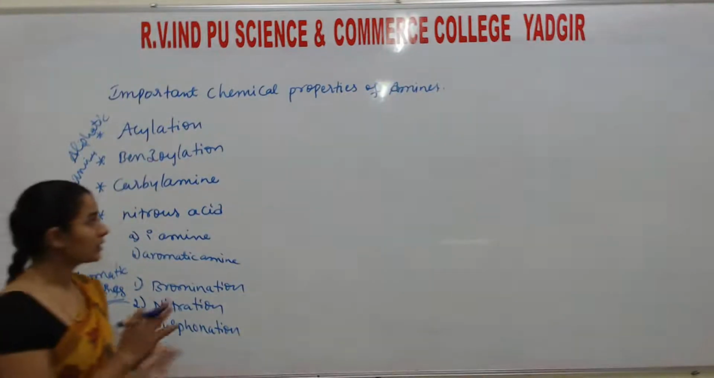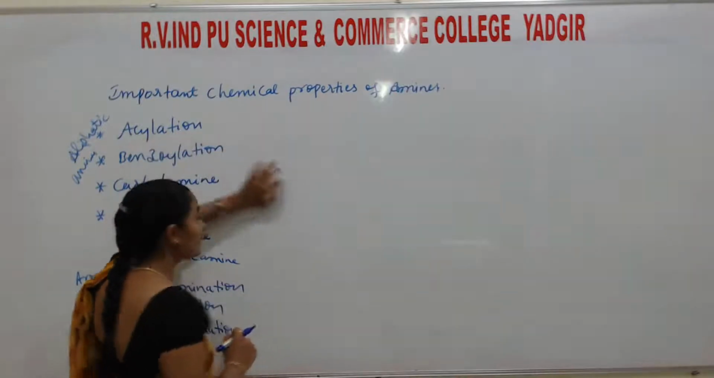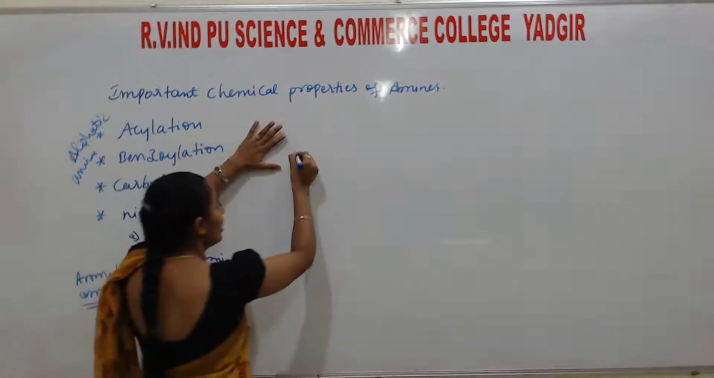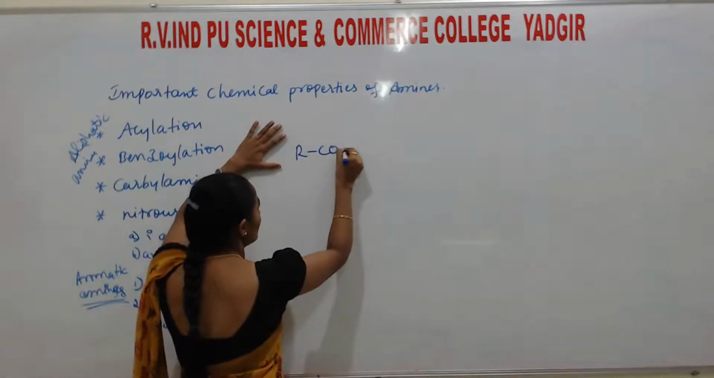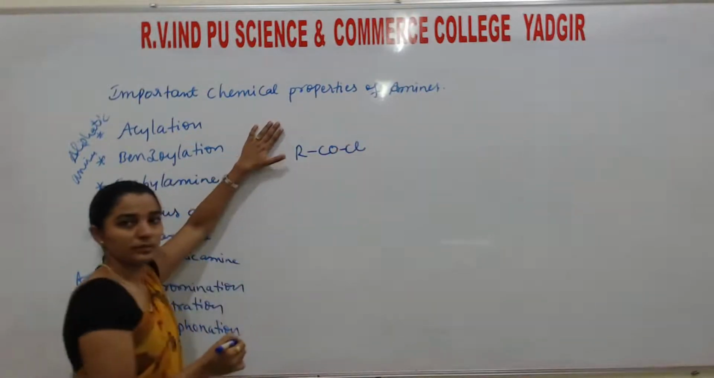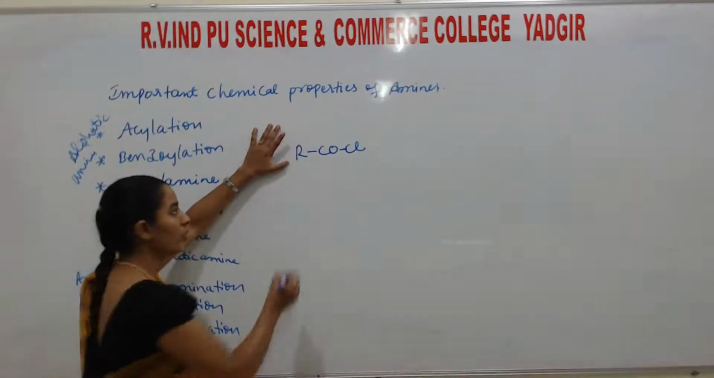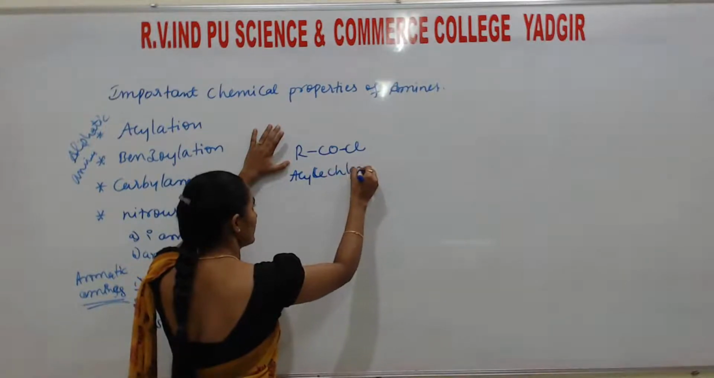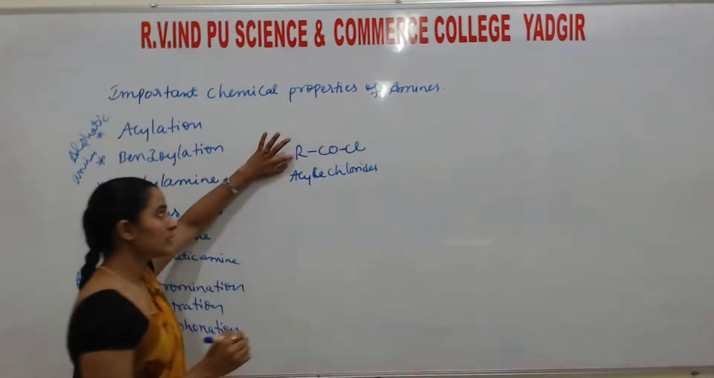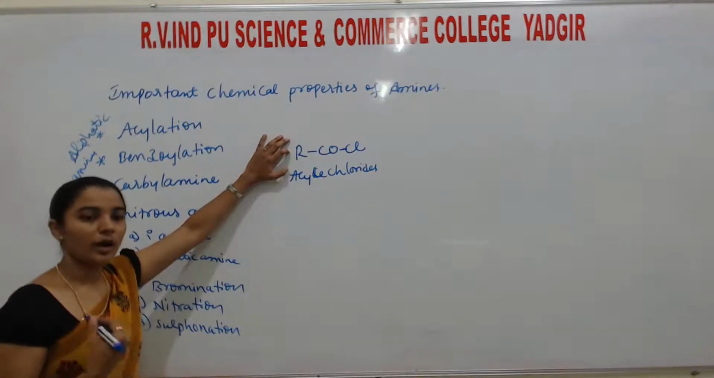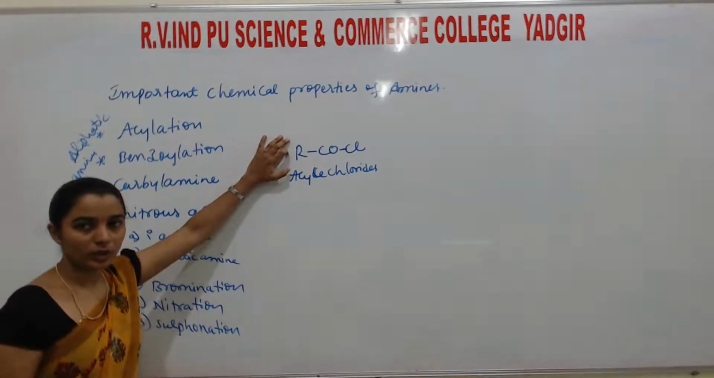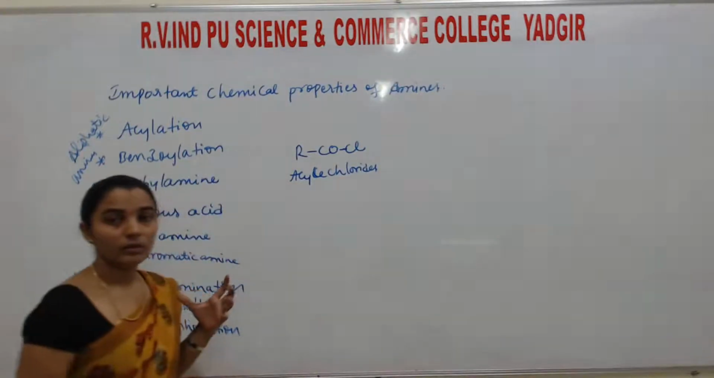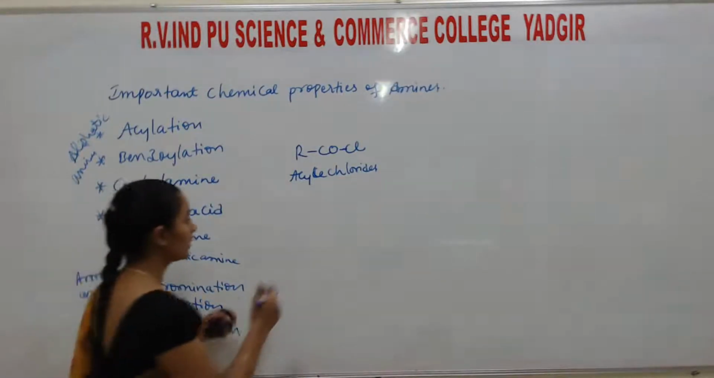So students, what is this acylation? Listen, we have to take acyl chlorides. Acyl chlorides means RCOCl compounds. RCOCl compounds are called acyl chlorides. This R may be a CH3 group, whatever it may be. So here what happens? This acyl group reacts with amines. So I write the reaction here.